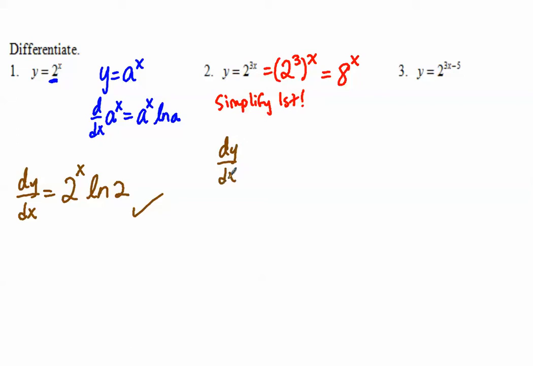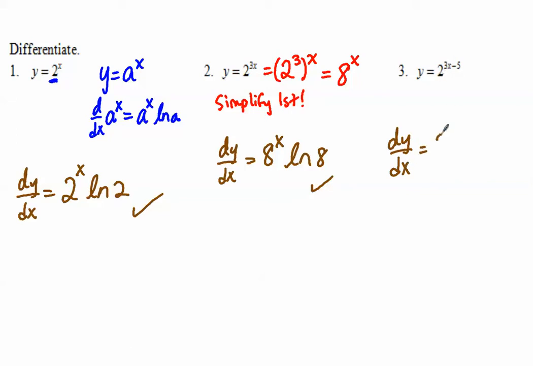dy/dx equals, I use my 8 to the x, natural log of 8, and I'm done. Simplify it first. Now, what if I can't simplify it first, or if it's a little bit more complicated than the simplifying I had in number 2, like in number 3? Well, then we don't worry about simplifying it first. Here we're going to use the chain rule.